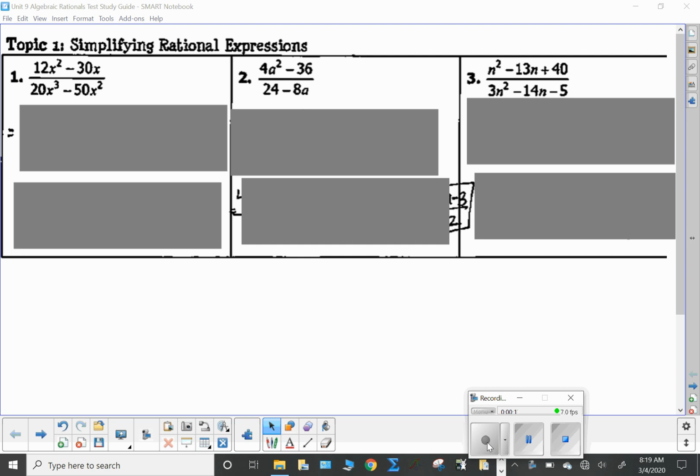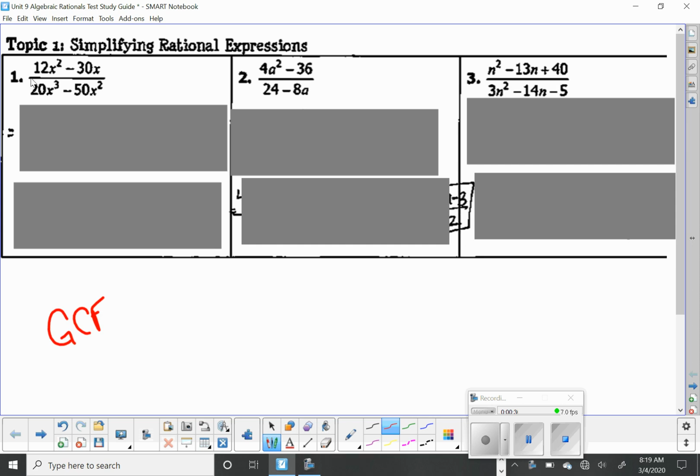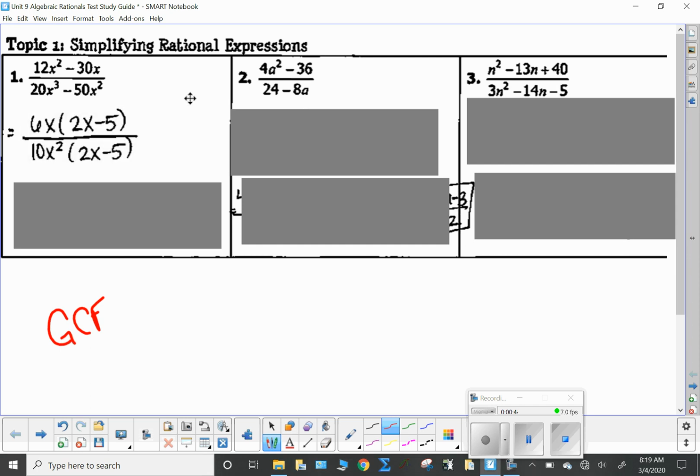So, if we take a look at number 1, we have 12x squared minus 30x over 20x cubed minus 50x squared. The first thing we're going to look at, always, is a greatest common factor. Greatest common factor is our first check. So in the numerator I have 6 and x, and in the denominator I have 10 and x squared. So I factor a 6x out of both the 12x squared and the 30x, and then I factor out a 10x squared out of the 20x cubed and the 50x, and that leaves me with 6x over 10x squared.